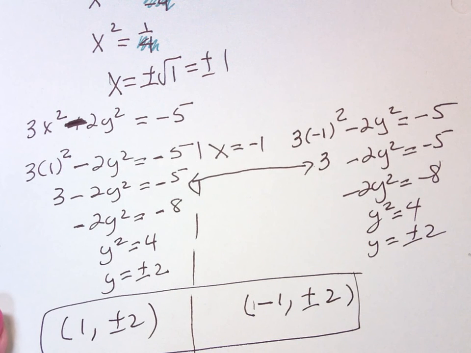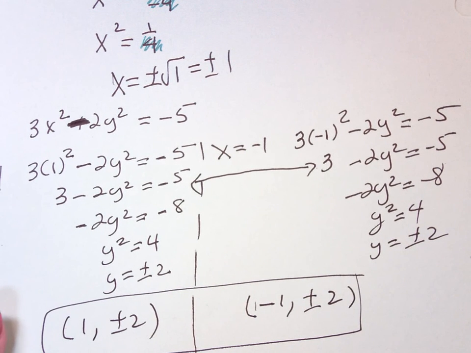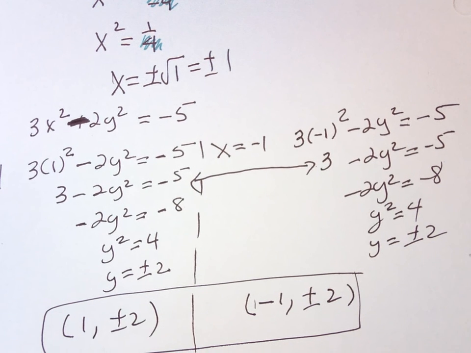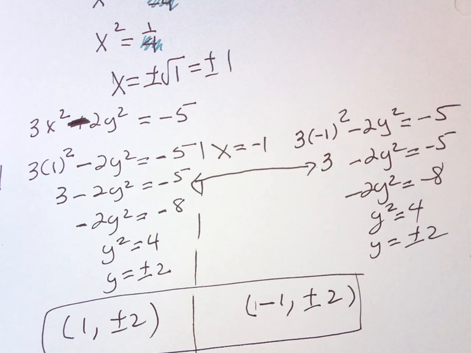So you got 4 places these guys are intersecting. These would be really unpleasant to graph. It would. Extremely unpleasant to graph.